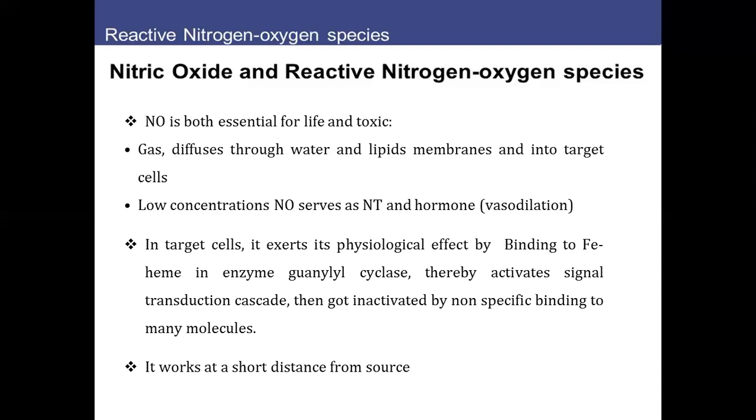Nitric oxide exerts its effect in the target cell by binding to the iron heme group in enzymes like guanylyl cyclase. Do you remember when we talked in another course about adenylyl cyclase, also known as adenylate cyclase, and that it forms from ATP the cyclic AMP, the second messenger? Well, the enzyme guanylyl cyclase forms cyclic GMP, and it also activates a signaling cascade similar to cyclic AMP. And since nitric oxide is a gas, it can rapidly be inactivated by bonding to other molecules. That's why it needs to function over a short distance from the source.